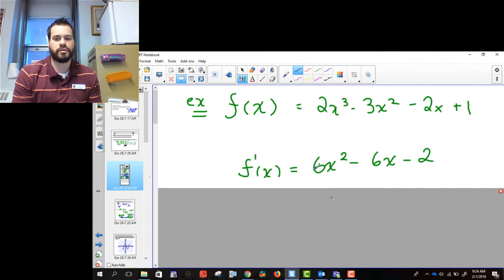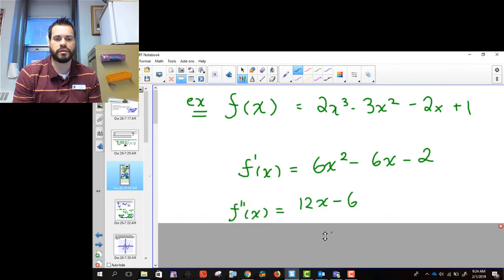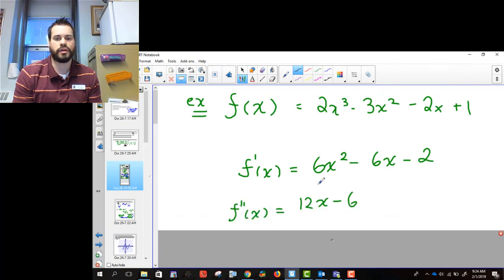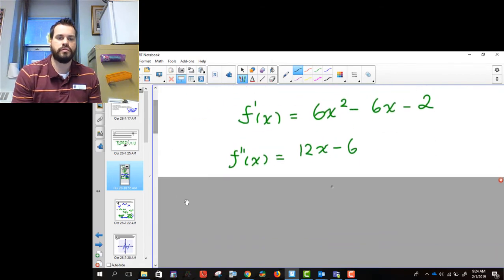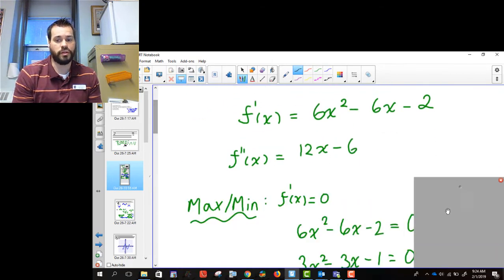Okay, now because we're already taking the derivative, we'll take the second derivative as well because we're going to use it a little bit later. So the second derivative is 12x minus 6. But we're going to look at the first derivative first. And the thing that we're going to do with it is set it equal to 0, right? We're going to try to figure out when that derivative is 0.